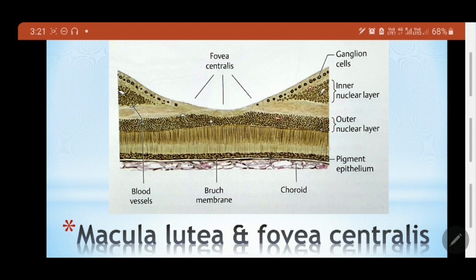In the center of the retina, as I already told you, the concentration of cones is more and the concentration of rods is less, right? So there is more clarity of vision. Now as you converge towards the posterior pole, you find that the layers of the retina start thinning out, following a shallow curve or a depression, around 5 to 6 millimeters in diameter, at the posterior pole of the eye.